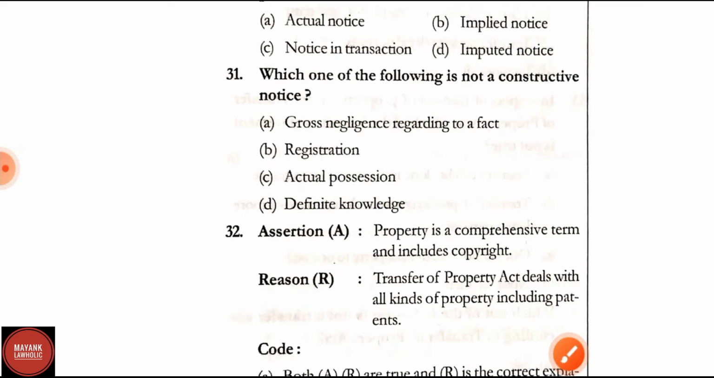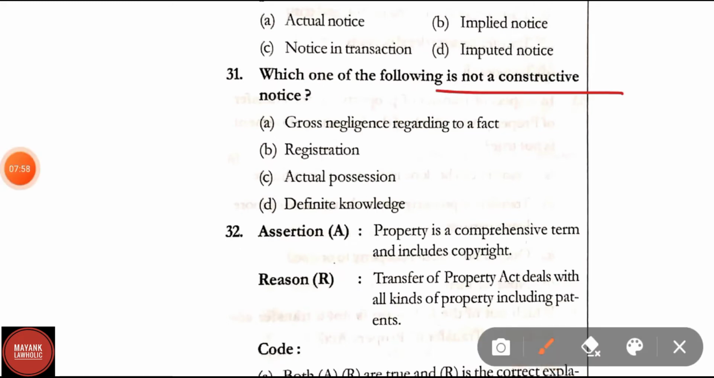Question number 31. Which of the following is not a constructive notice? Options are gross negligence regarding a fact, registration, actual possession, definite knowledge. Definite knowledge is not a constructive notice. So D is the right answer.